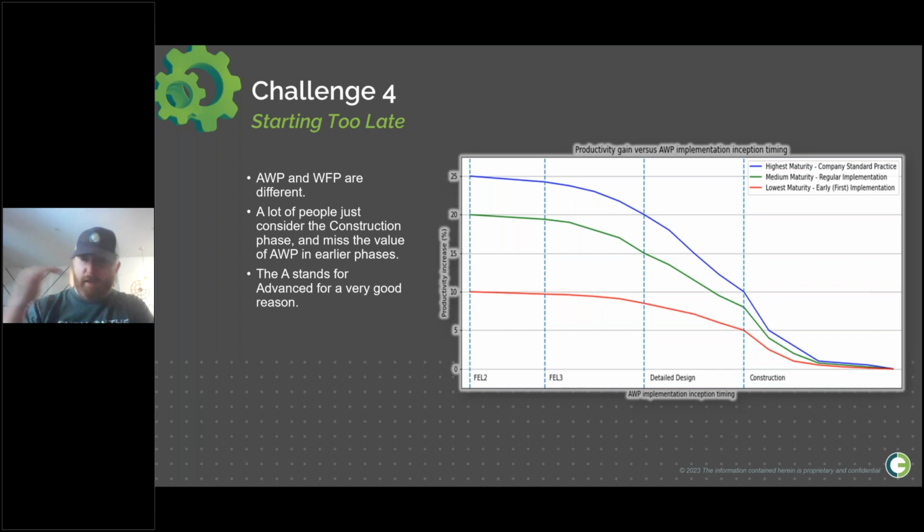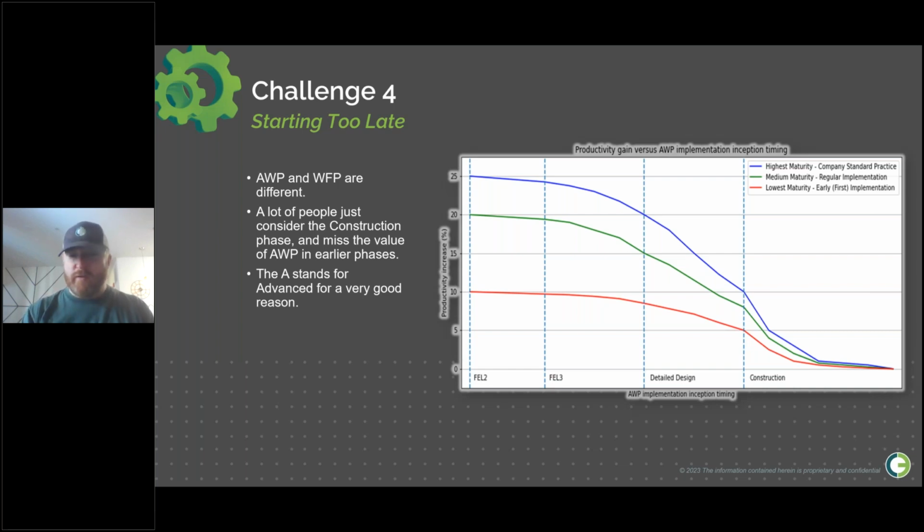If you start AWP early, you're going to have the best amount of value and it's not going to cause a lot of churn, a lot of rework. If you do it later and later in the project, like if you begin during the start of FEL3 or FEED, you're still in a good spot. If you get to halfway through detailed design and suddenly start saying, hey, we're going to do this AWP thing, it's going to create a lot of churn, a lot of rework, and you've already missed out on a lot of the value. The most value I've ever seen and experienced from AWP is when we started as soon as you've got concept select, as soon as you've got a decent plot plan halfway through FEL2. So again, the A stands for advanced for a good reason.